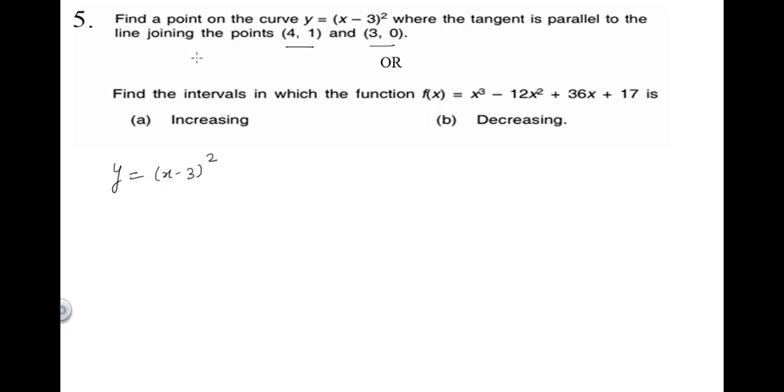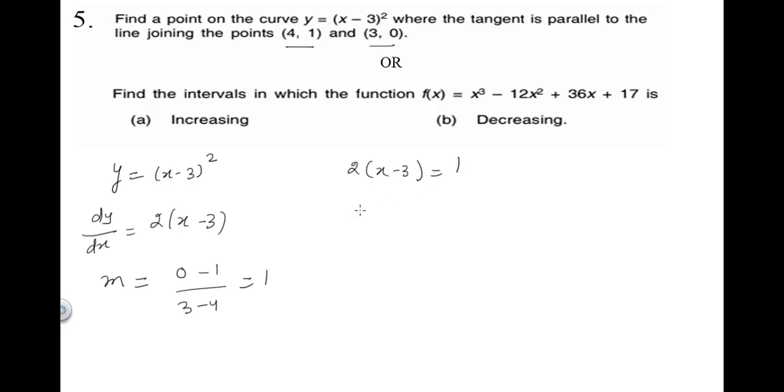That means if two lines are parallel, their slopes are equal. Let us find the slope of both. So the slope of the tangent from here is dy by dx equals 2 into x minus 3. And using these 2 points, if I find the slope, the slope will be calculated as y2 minus y1, which is 0 minus 1, divided by 3 minus 4. So it is 1. Now we will put 2 times x minus 3 equal to 1. We get x minus 3 equal to 1 upon 2, and x is equal to 1 upon 2 plus 3, which is 7 upon 2.